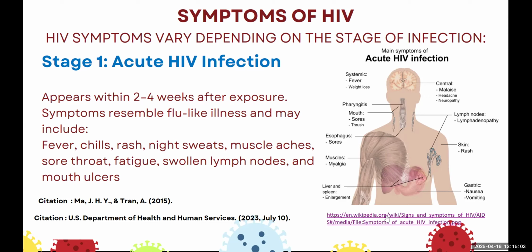But after that, we have acute HIV infection with symptoms like fever and weight loss. We have headache all the time, mouth and throat problems, lymph node swelling, skin rashes everywhere, and some gastric problems, vomiting, nausea. And the last stage is AIDS. These are the main symptoms of AIDS.